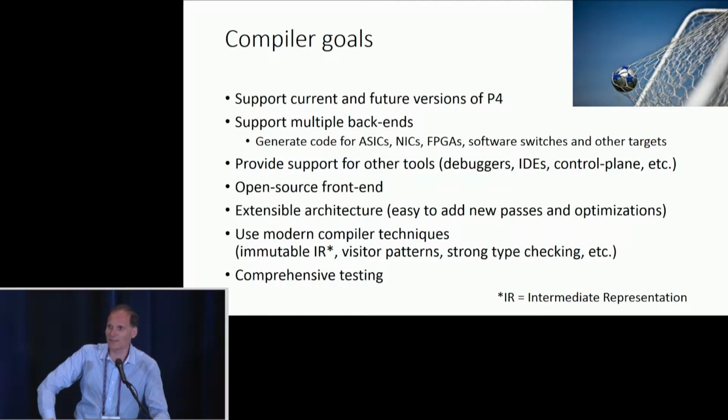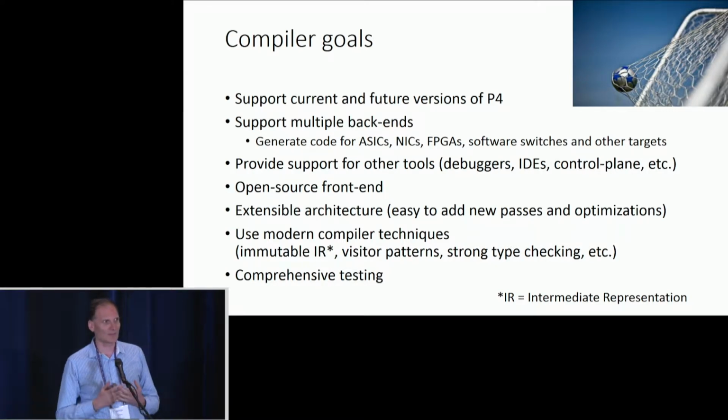Also, we want the compiler to support multiple backends. So we want to be able to compile for ASICs, NICs, FPGAs, software switches, and you name it. That's actually a very ambitious goal, because these targets are very, very different in capabilities. Also, we want to provide enough support in the compiler to build other tools like debuggers, IDEs, control planes. For the control plane, I think we did a pretty good job. The other ones, they still have to be done, at least based on this new compiler framework.